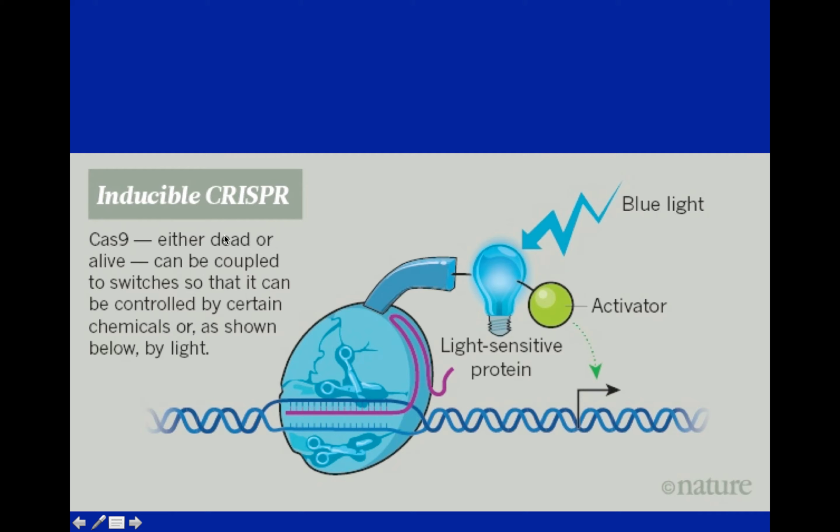Finally, you can actually make the CRISPR inducible so that Cas9, either dead or alive, could be coupled to switches so that it can be controlled by certain chemicals or, as shown below, by light. That way, you can have your Cas9 and guide RNA sitting in a cell waiting for a particular signal. That could be a blue light, if you have a light-sensitive protein, and when the blue light is shown on the cell, you can activate the protein at precise times.